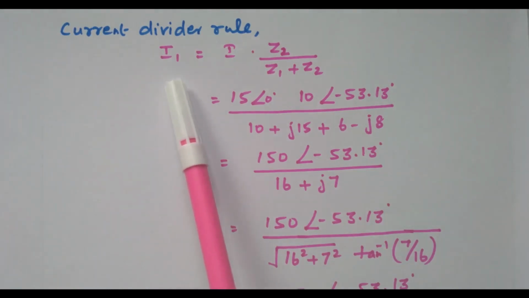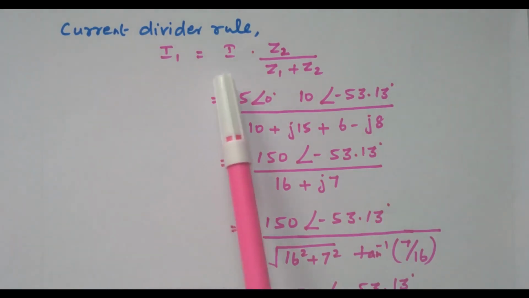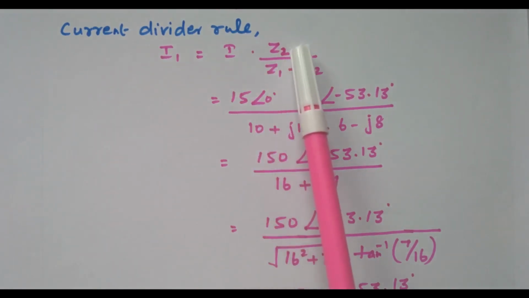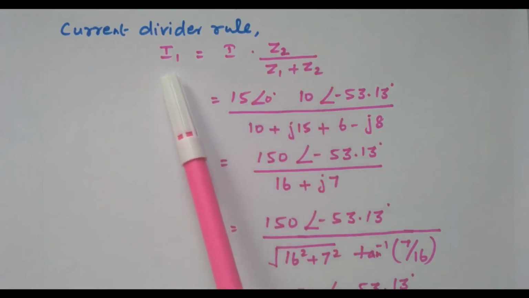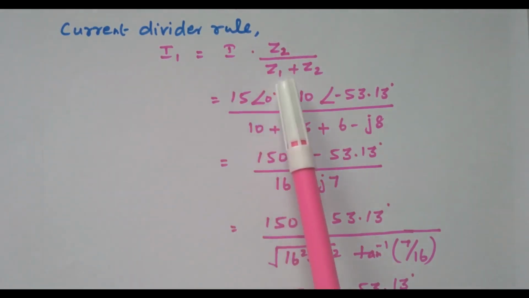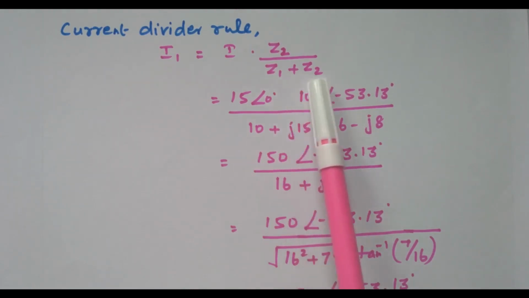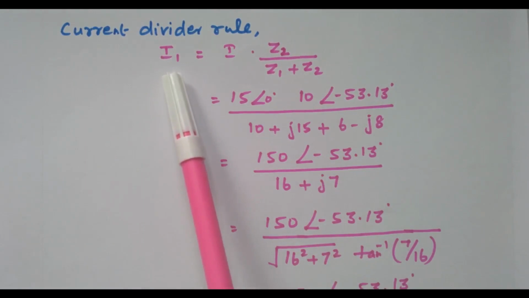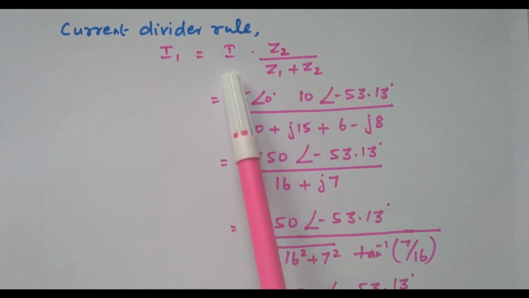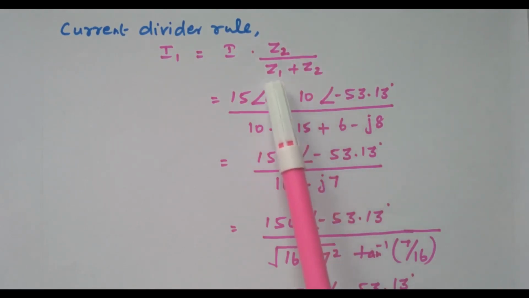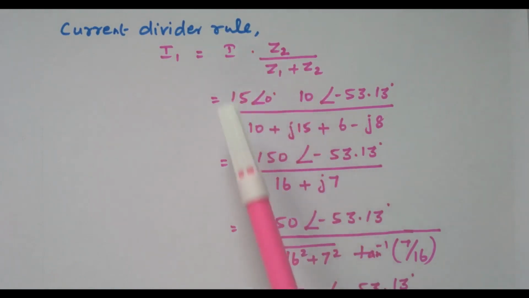So by using the current divider rule, I1 equals the total current multiplied by the impedance of the other branch. We consider the first branch I1. The impedance of the other branch is Z2, divided by the total impedance Z1 plus Z2. So the current divider rule is: the current in the first branch equals the total current multiplied by the impedance of the second branch divided by the total impedance. Right. Now the Z1 and Z2 values are available.